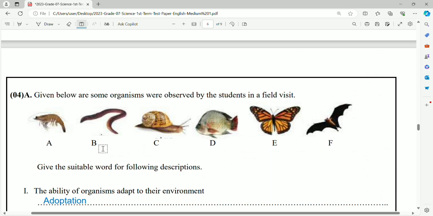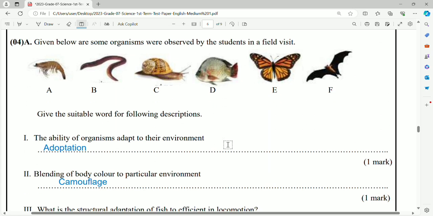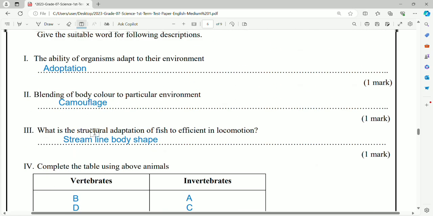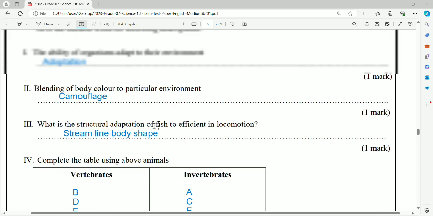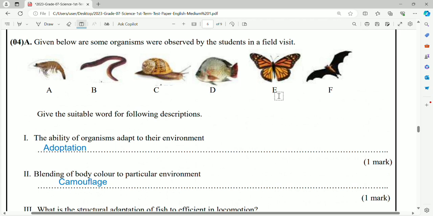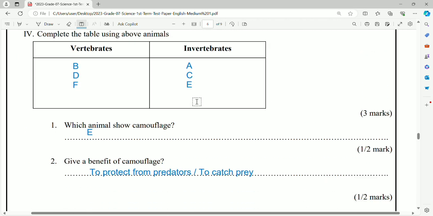I think B is a snake. B, D, F: these three are vertebrates. Fish and bat contain backbones, because of that they are included in vertebrates. Invertebrates are animals without a backbone. Prawn, snail, and butterfly are without backbones. So their letters are A, C, and E. Don't write their names. If letters are given, you have to mention the letters.